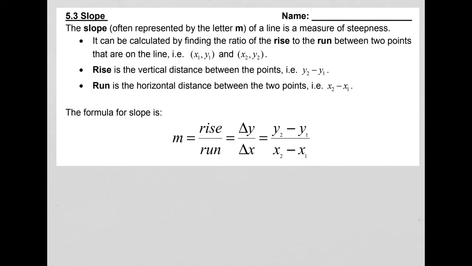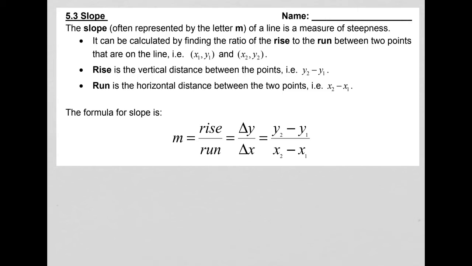In this lesson, we will learn how to find the slope of a line. Slope is usually represented by the letter M. It's a measurement of the steepness of a line, and it can be calculated by finding the ratio of the rise to the run between two points that are on the line.